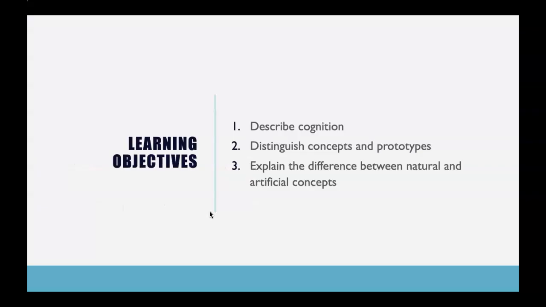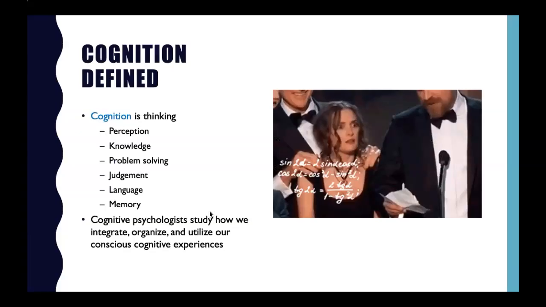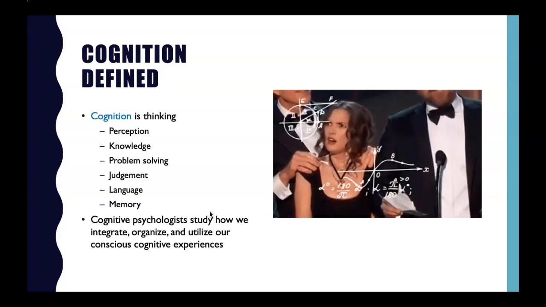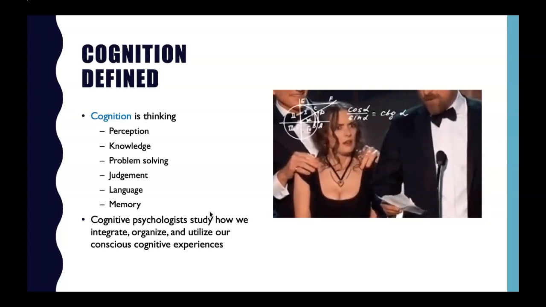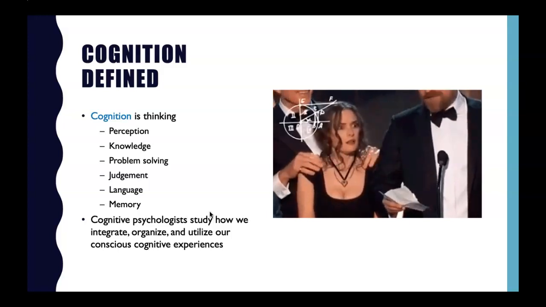What is cognition? We're going to describe it, distinguish between concepts and prototypes, and explain the difference between natural and artificial concepts. I know again that these topics are larger. It seems like we have more topics to cover, but they're very succinct in this section. So try not to fret too much, because I know we had a lot of information to process with the memory unit. So I tried to keep this one smaller. With cognition defined, cognition, simply put, if we're going to use general terms, is thinking. So it's how we perceive events.